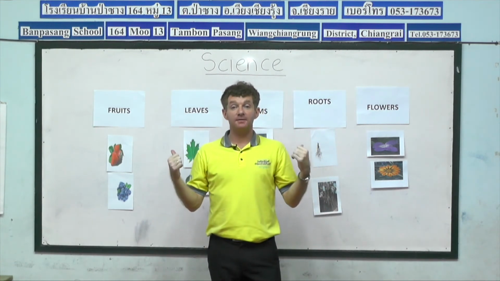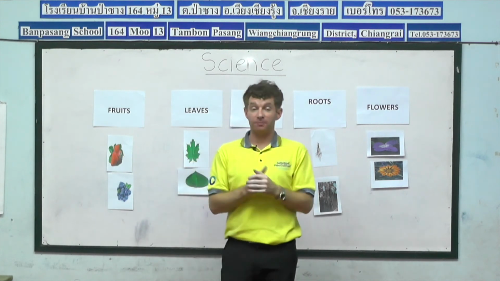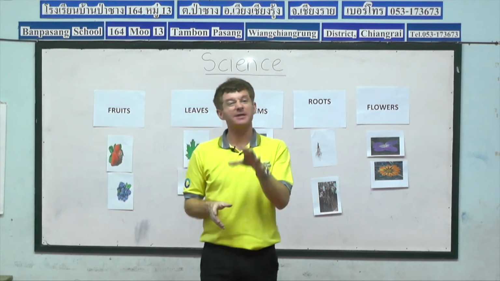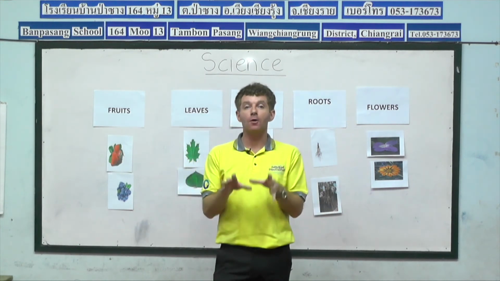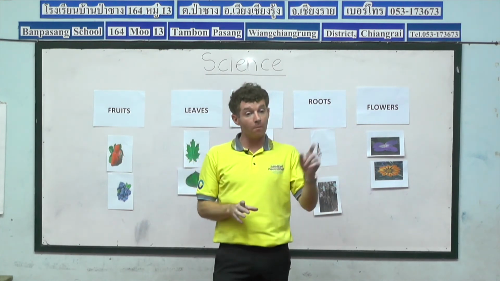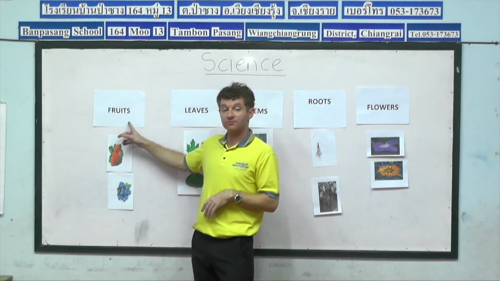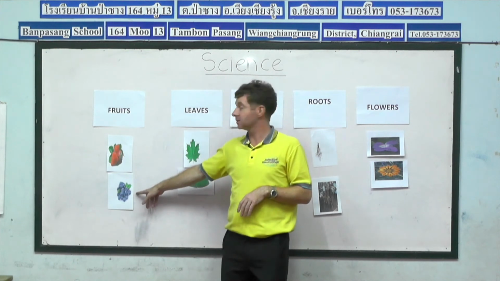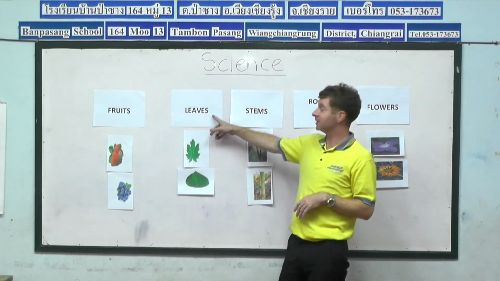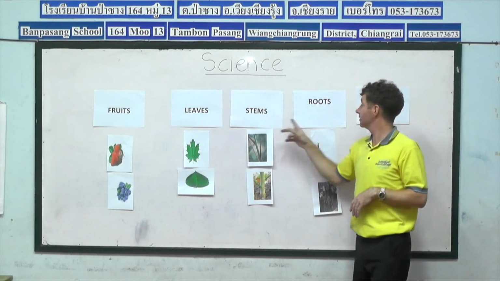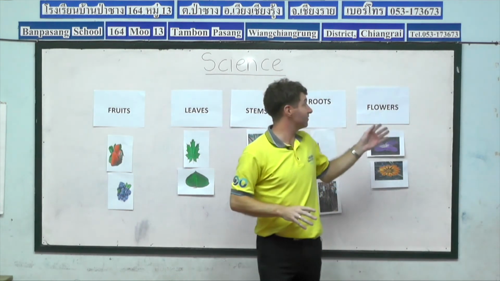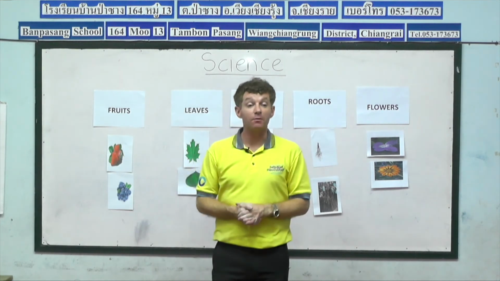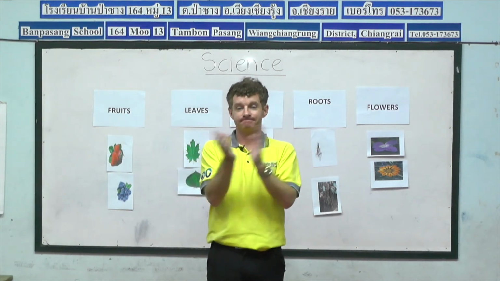So can you see now that all of our flash pictures are on the board? These are all parts of the plant, but they're all different parts and they all have different roles. So one more time, guys. Fruits, strawberries, blueberries, leaves, stems, roots, and flowers all form parts of the plant. That was excellent, guys. Very well done.